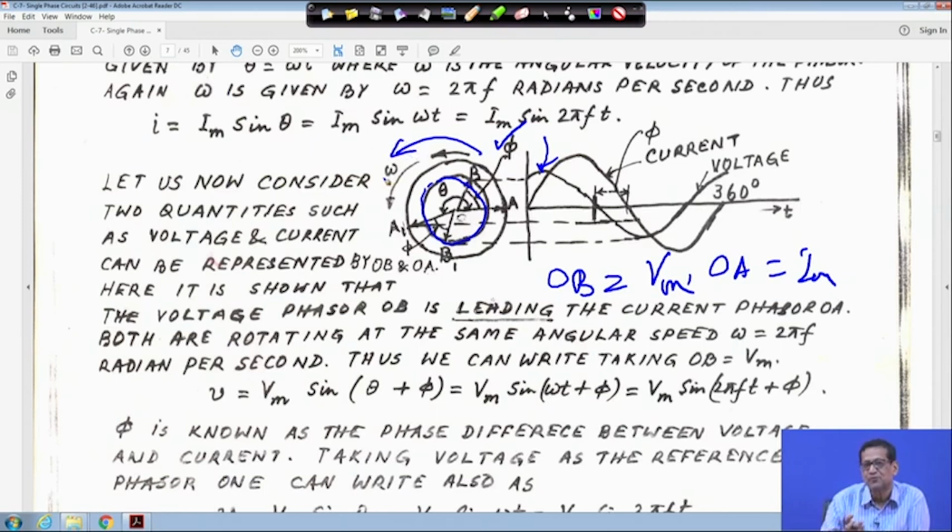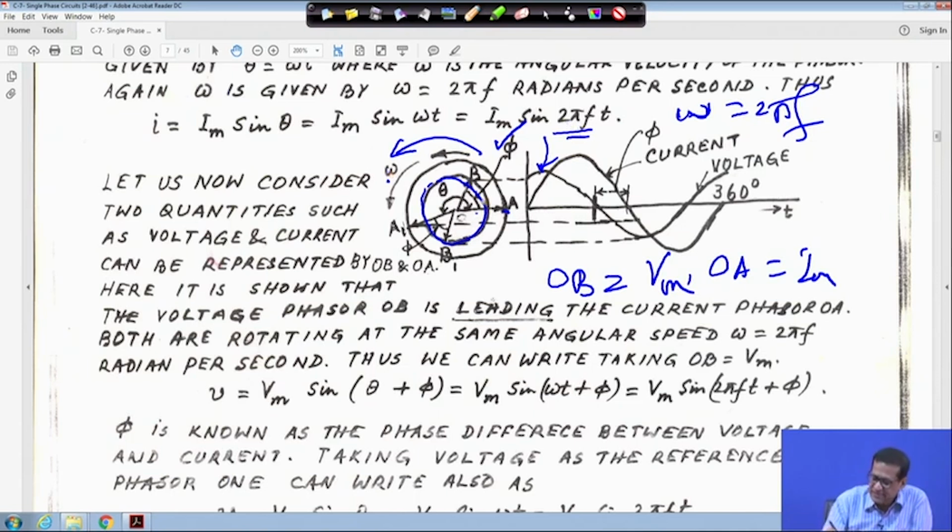So, omega is equal to 2 pi f t. Omega is equal to 2 pi f, where f is the frequency. So, it is rotating in the anti-clockwise direction. Now, if you take the voltage waveform and current waveform, suppose the current position OA was at A and the voltage at B, with angle phi between them, and they are moving in the anti-clockwise direction, with omega given by the frequency, f, and omega equal to 2 pi f.